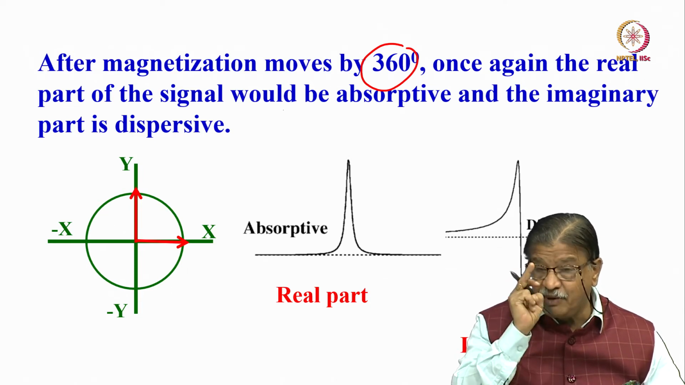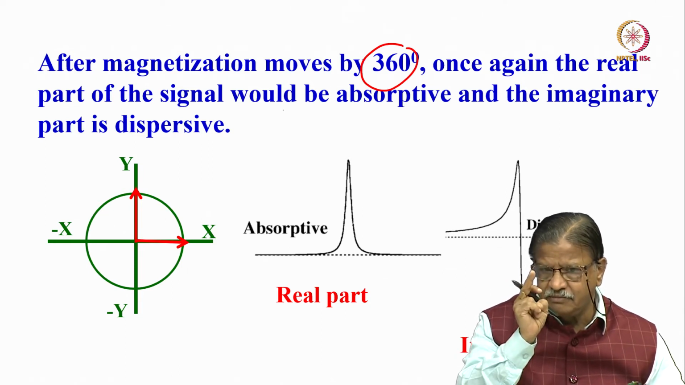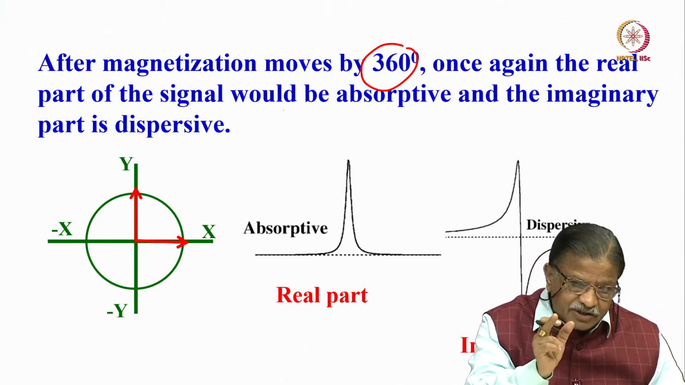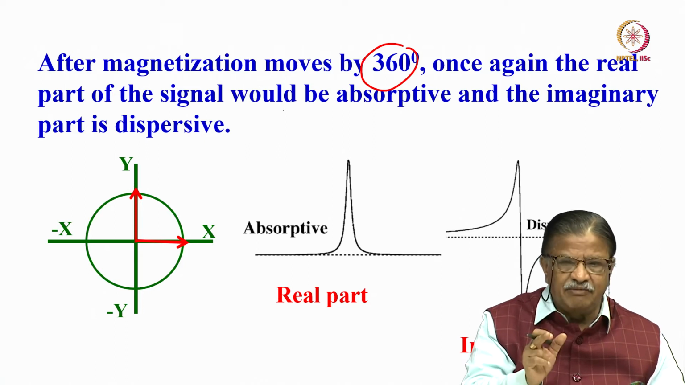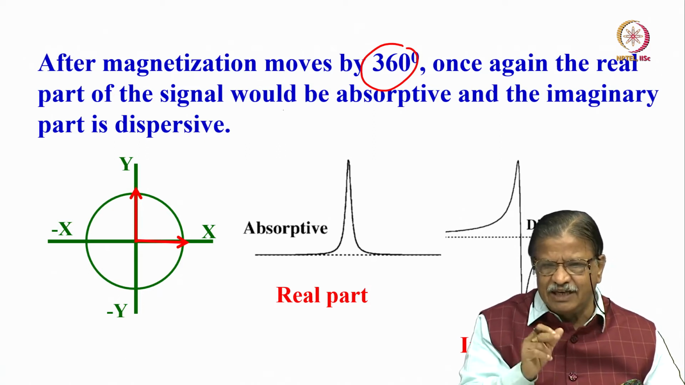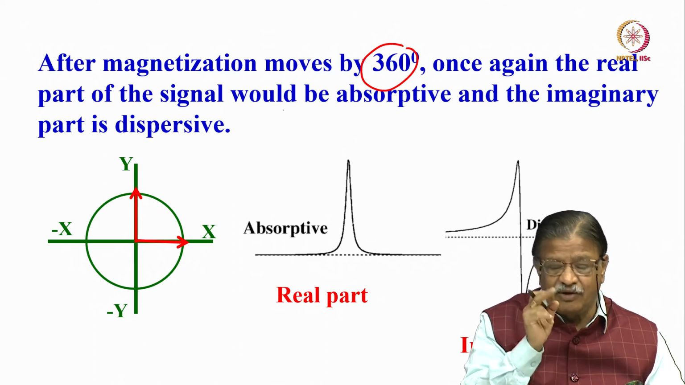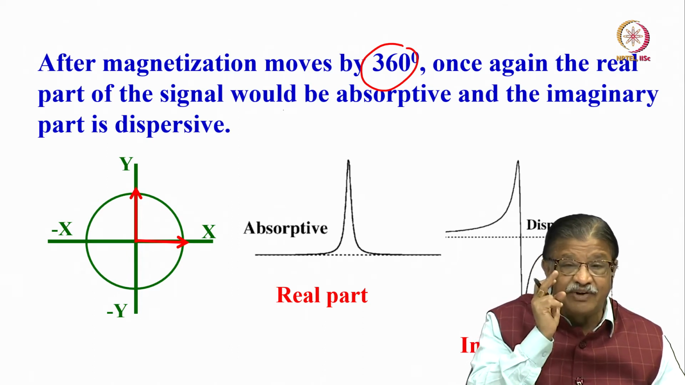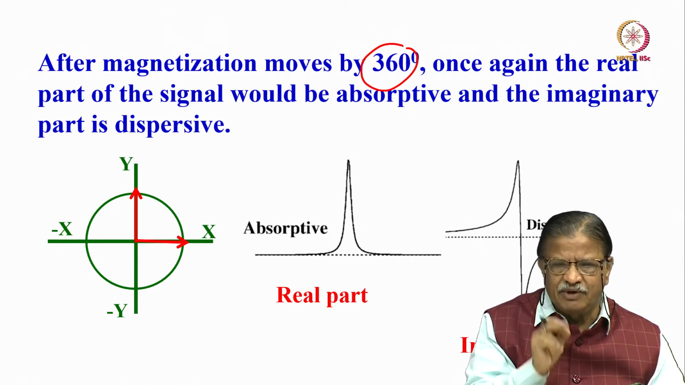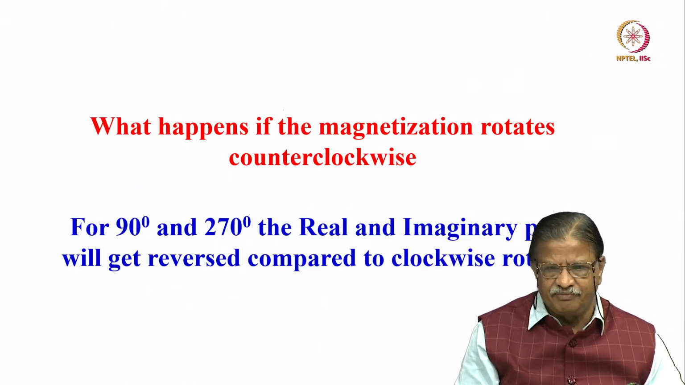Now I just applied only one RF pulse. I am collecting the signal as a function of time, allowing the magnetization to move with time to different axes. When I collect the signal at different times, you have different phases: positive absorptive, negative absorptive, dispersive, negative dispersive. All of these you can come across.